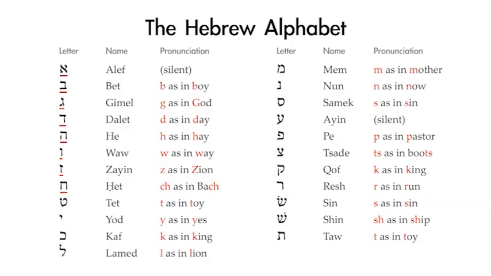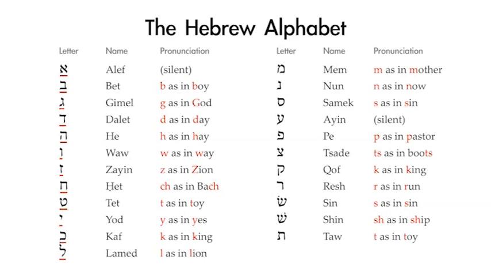Chet sounds like the CH in the German word Bach, pronounced back in the throat with the guttural sound. Tet is one of the T sounds in Hebrew, and it sounds like the T in toy. Yod sounds like the Y in yes. Kaf is pronounced like the K in king, and Lamed is pronounced like the L in lion. You'll notice with most of these forms, the letter that begins the spelling of the name in English is the sound of that letter. Let's continue to see how that works.